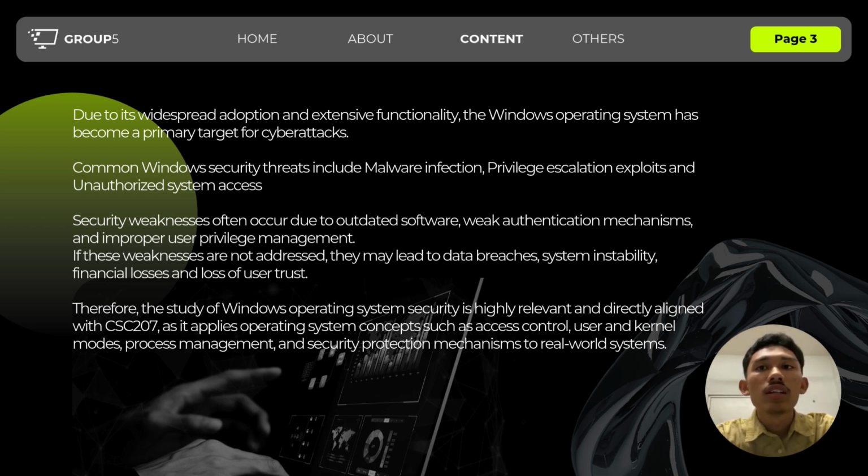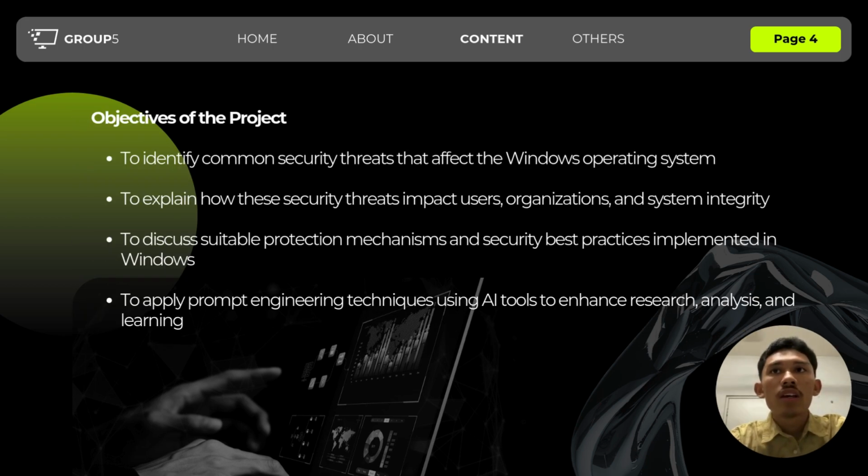user trust. Therefore, the study of Windows operating system security is highly relevant and directly aligned with CSC 207, as it applies operating system concepts such as access control, user and kernel modes, process management, and security protection mechanisms to real-world systems. And the last one is the objectives of the project.